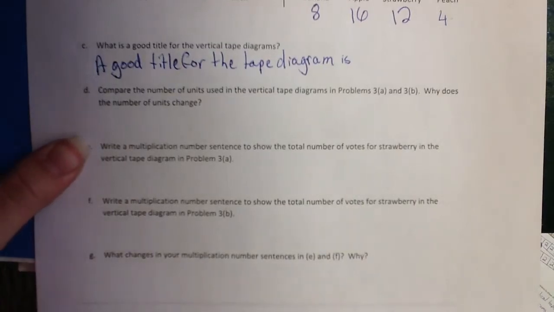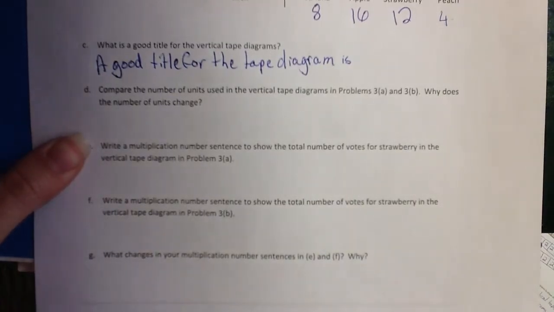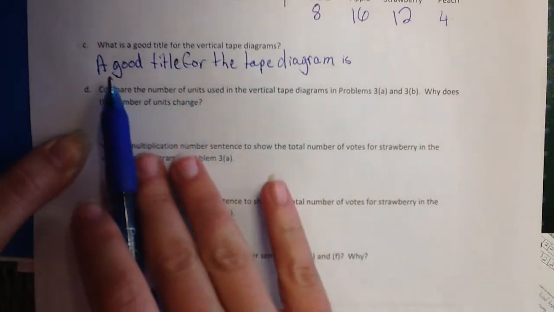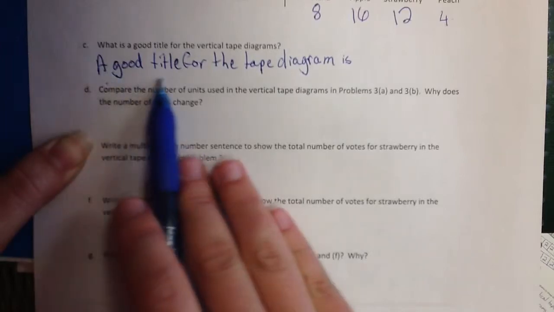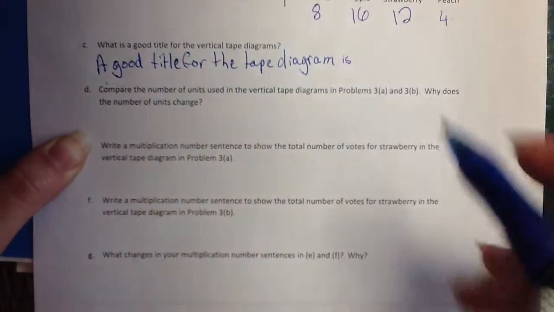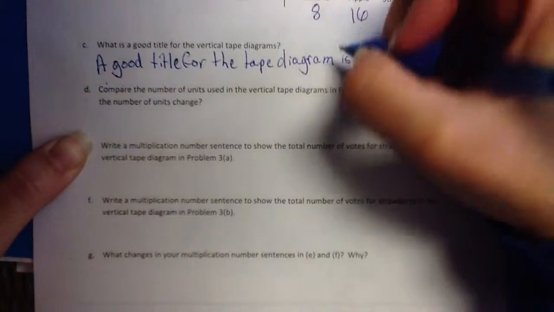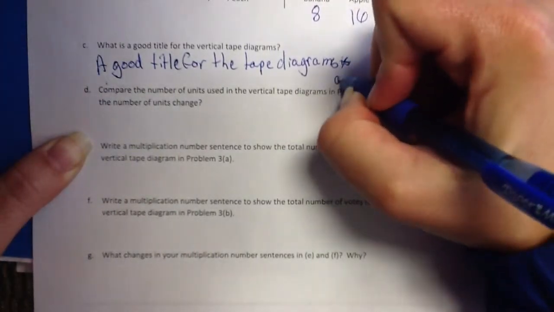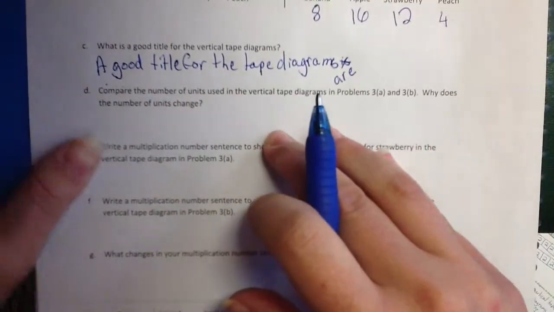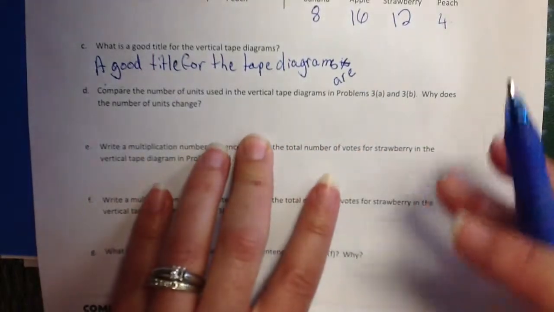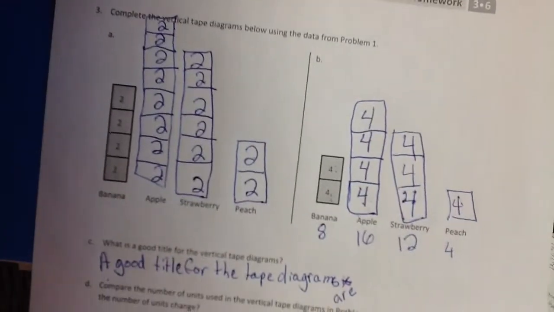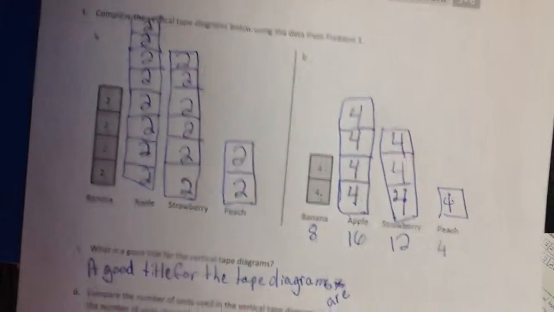So let's move down to part C and let's start answering some questions about our tape diagrams that we just made. C says, what is a good title for the vertical tape diagrams? Well, I started to write it. A good title for the tape diagrams is, I should have said tape diagrams are, because we're talking about both of these. Remember, to be a title, it has to be connected to the information that we got for our table. So our table said favorite fruits of 3rd graders.